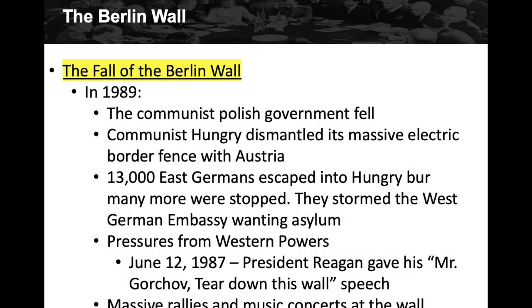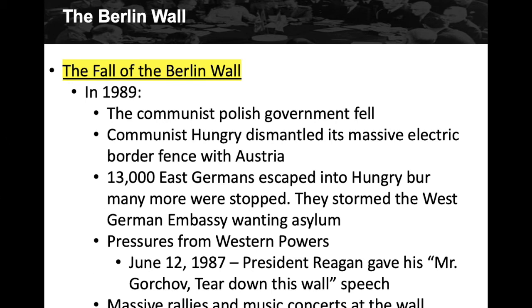Okay, so the fall of the Berlin Wall. In 1989, some things take place. That's when the Berlin Wall falls. The communist Polish government had fallen. So Poland was communist since the end of World War II, and that fell in 1989. That's supposed to be a capital P. It's Polish, not polish. Polish.